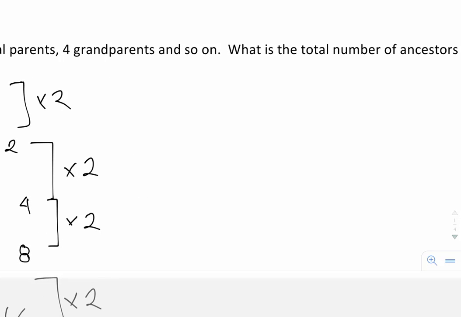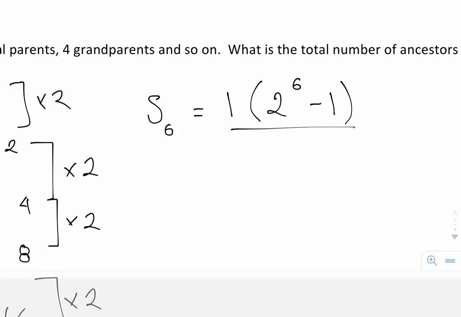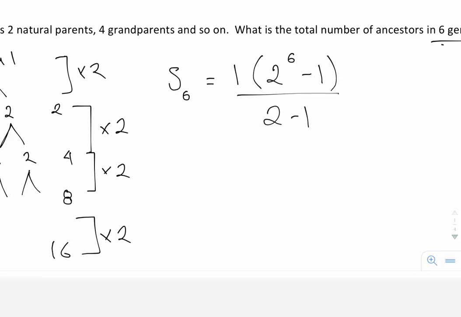Let's take a look. We want to add up the number of parents in 6 generations. So my n value is going to be 6, and my first term is 1. Common ratio is 2, so it's 2 to the 6 minus 1 divided by 2 minus 1. And that's it. We do the calculations here.